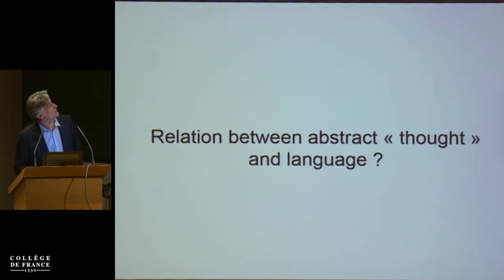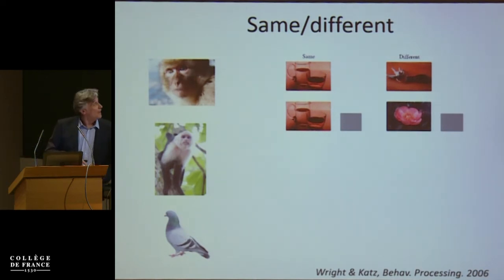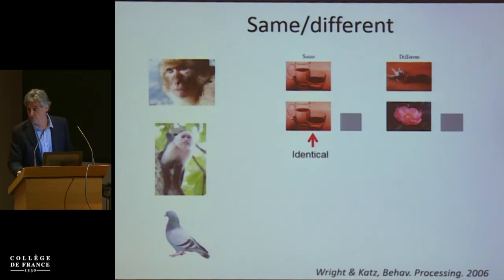And this is just an example here. For instance, and Martin has shown that this morning on bees, you can also train different species of other animals to tell the difference between sameness or differentness. This experiment was published by a colleague, Tony Wright. You first see a picture, and then you see another one. If the second one is the same as the first one, then you just touch the second picture, and that means they are identical.